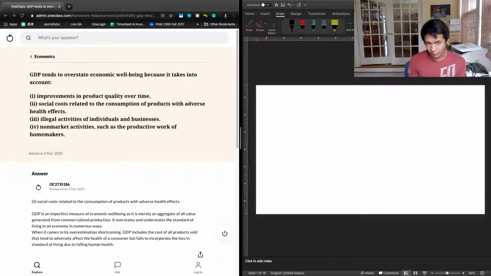So 1 says improvements in product quality over time. This is probably indirectly captured in the GDP calculation through higher prices for certain goods or greater demand for certain goods. And product quality is also not really something that's overstated, right? We think that better product quality is positive for economic well-being. So while it is captured by GDP, it's not something that overstates well-being. So 1 might not be the best answer.